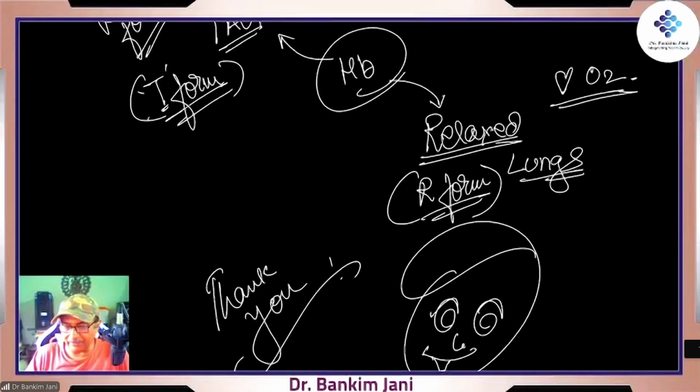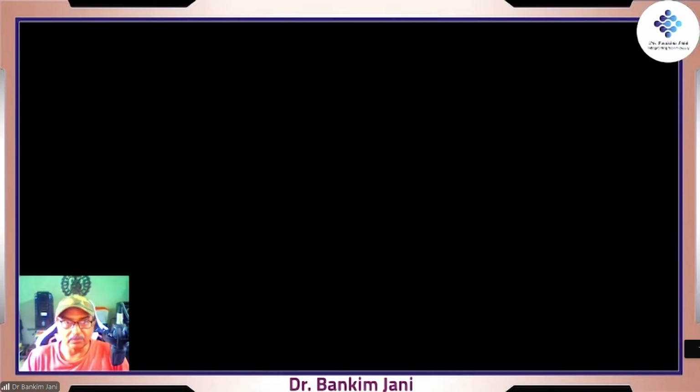The second form, R form, or the relaxed form, is in the lungs. So over here, they have got tremendous affinity for oxygen. So it is good for the lungs. It is good for the blood, because they will immediately pick the oxygen from our breath and put it into the circulation. But this was what we discussed last time.